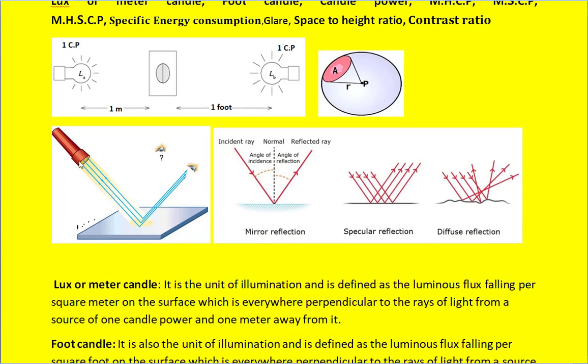Similarly, this is the light falling on the surface. This is the reflecting light. Suppose the surface is a mirror, then the incident ray makes some angle with the perpendicular line to the mirror. Whatever angle is made by the incident ray, the reflected ray also will make the same angle with the perpendicular line to the surface of the mirror.